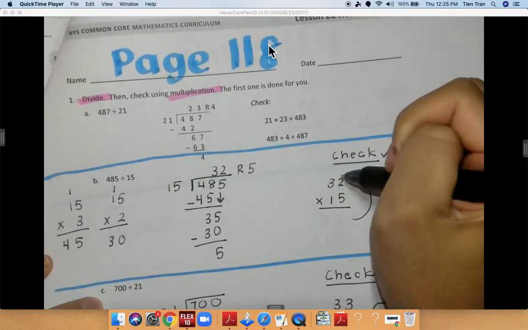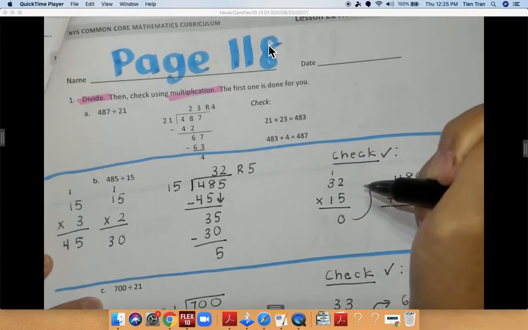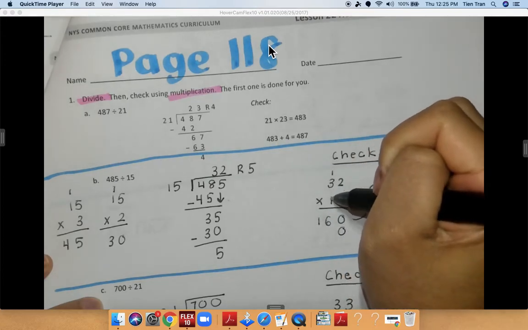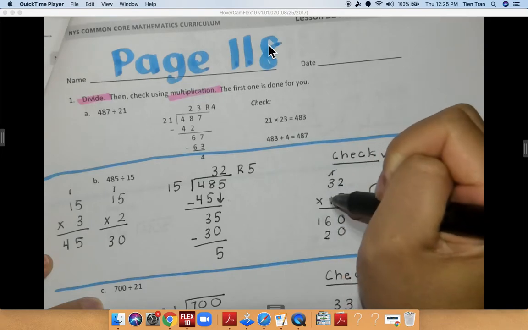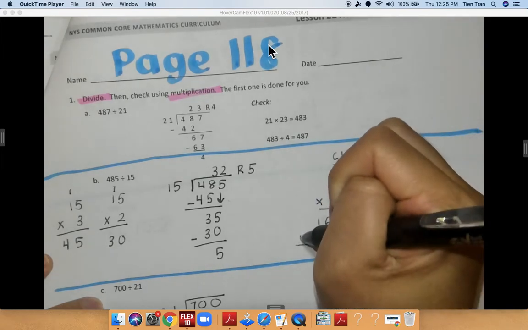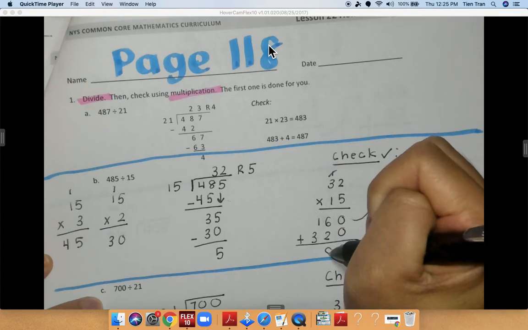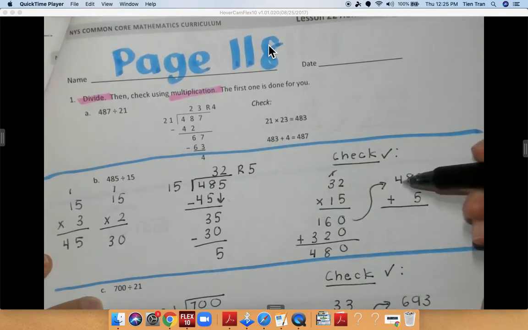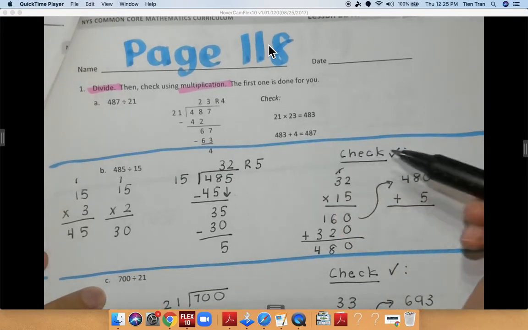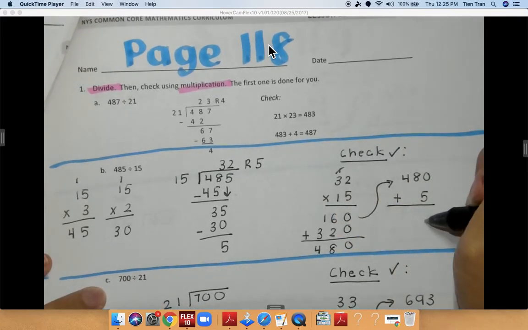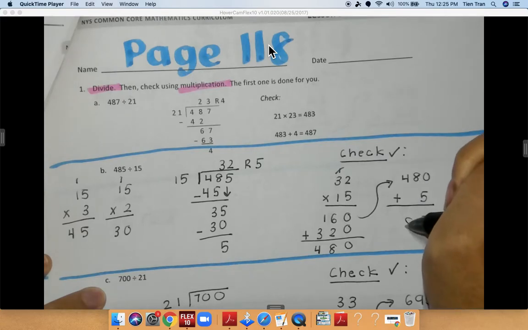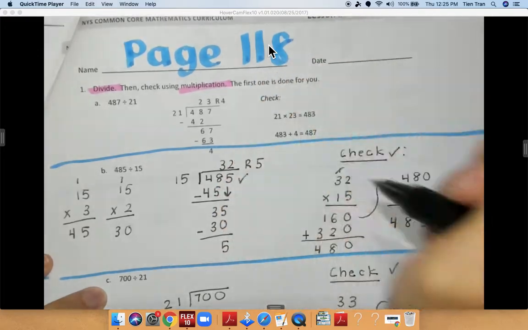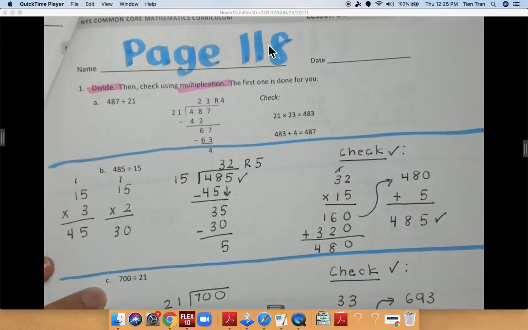Now I check. 5 times 2 is equal to 10. 5 times 3 is 15, plus 1 is 16. Bring down my 0. 1 times 2 is 2. 1 times 3 is 3. Add all of my numbers together, and I'm going to get 480. I'm going to take that answer, 480, bring it up here, and add my remainder 5. 5 plus 0 is equal to 5. Bring down my 8, bring down my 4. I have 485, which is the same as my dividend. So my answer is correct.